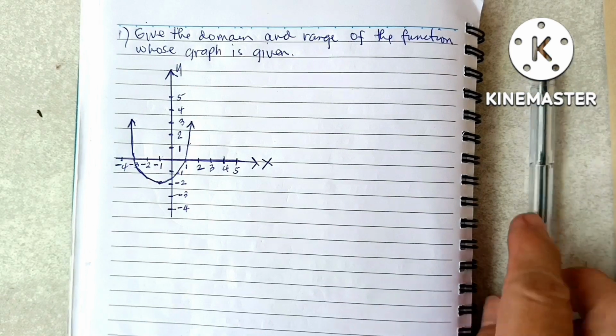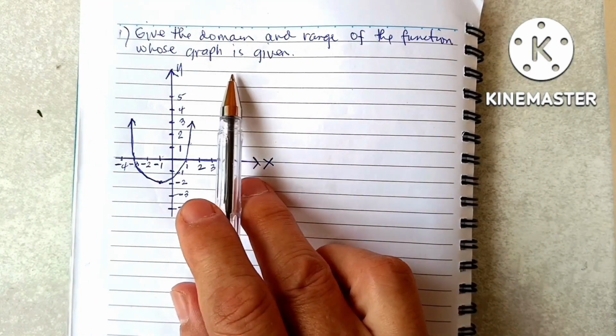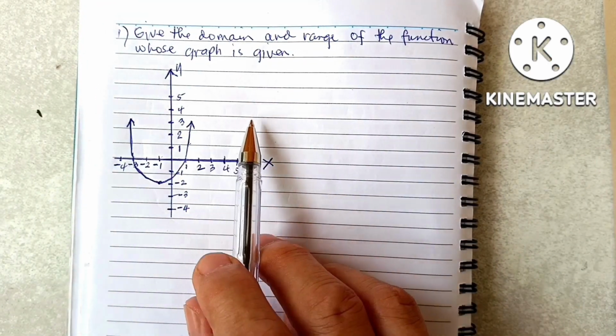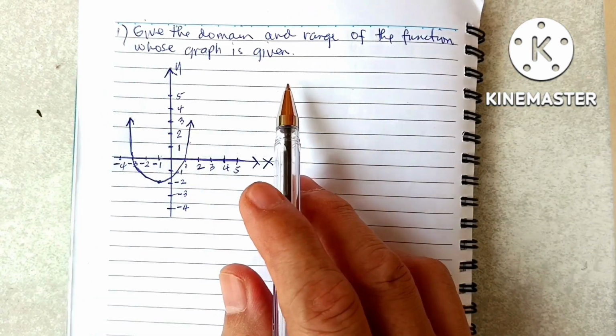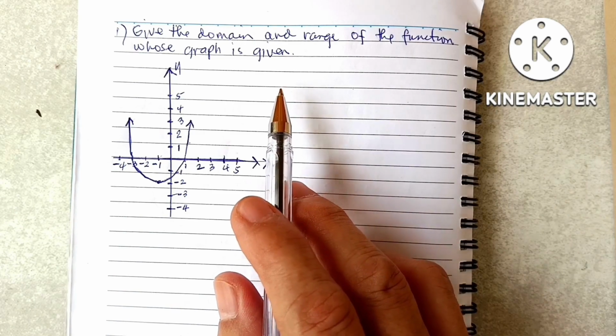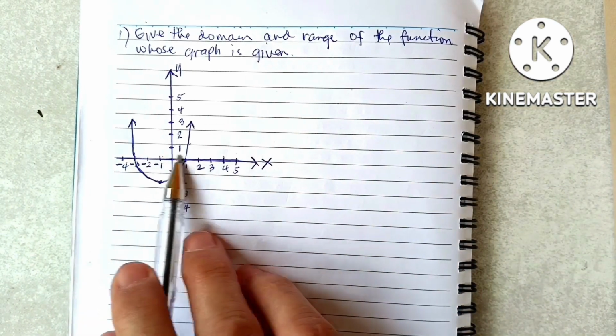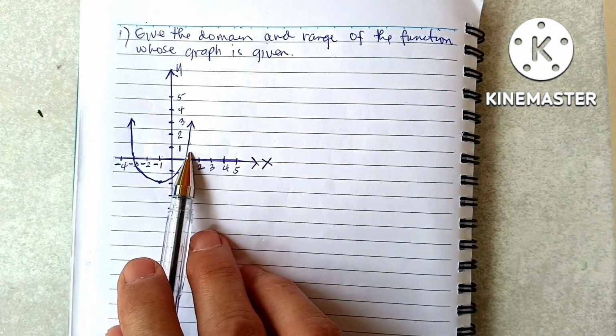Okay, number 1, give the domain and range of the function whose graph is given. Now, again, what is a domain? The domain is the set of all possible values of x, diba? So, finding the domain is just like finding the width of our graph, yung kanyang lapad, no?